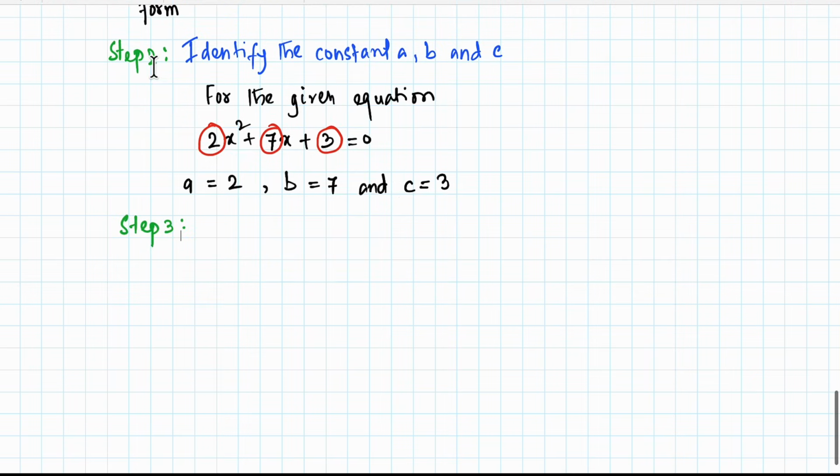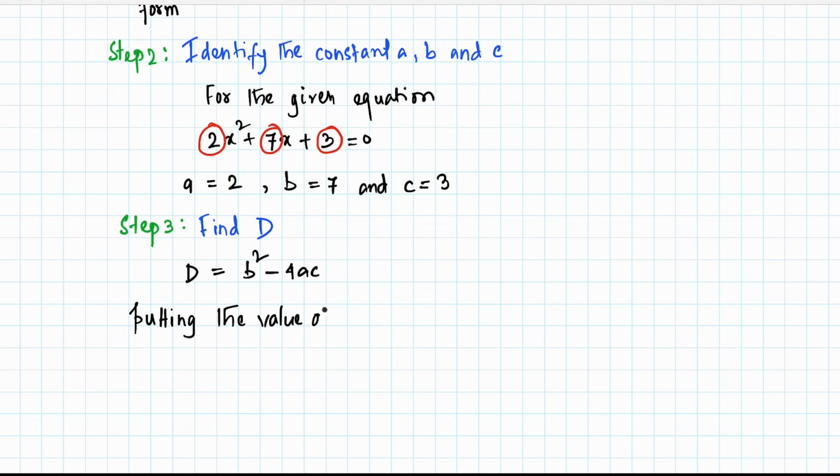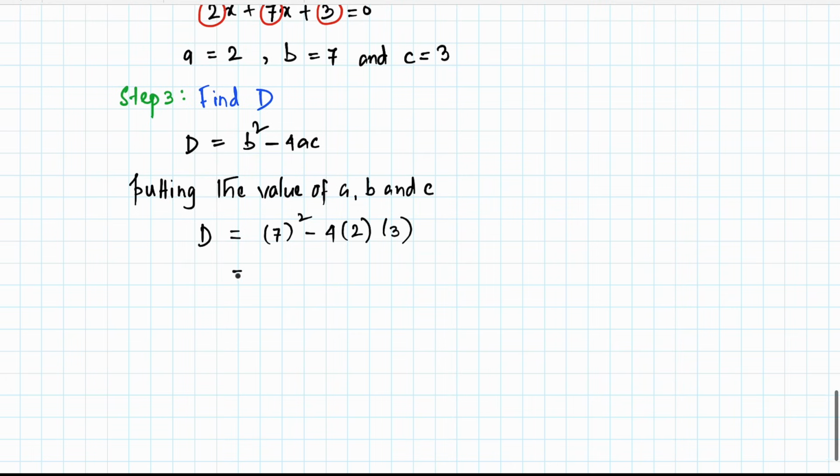Now step 3, find d. So d is equal to b square minus 4ac, putting the values of a, b and c in the formula. So we get 7 square minus 4 into 2 into 3, which is 49 minus 24, which is equal to 25. So d is equal to 25, which is greater than 0.